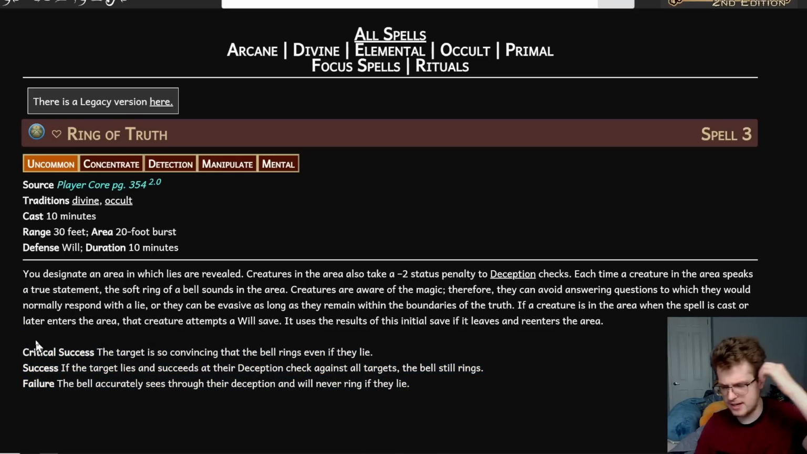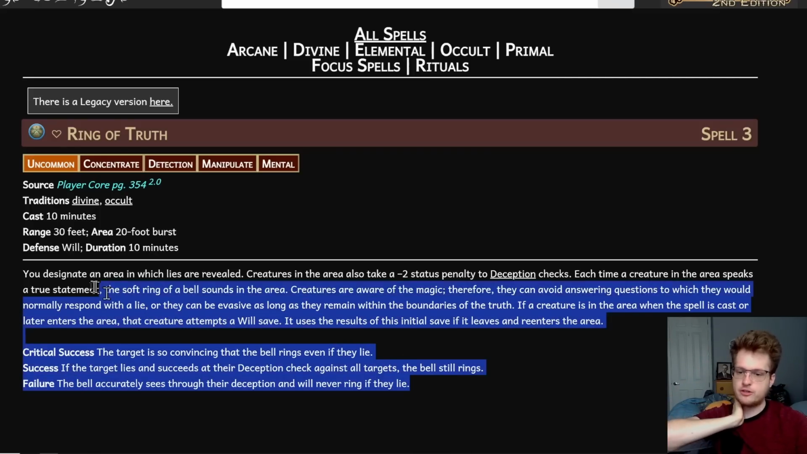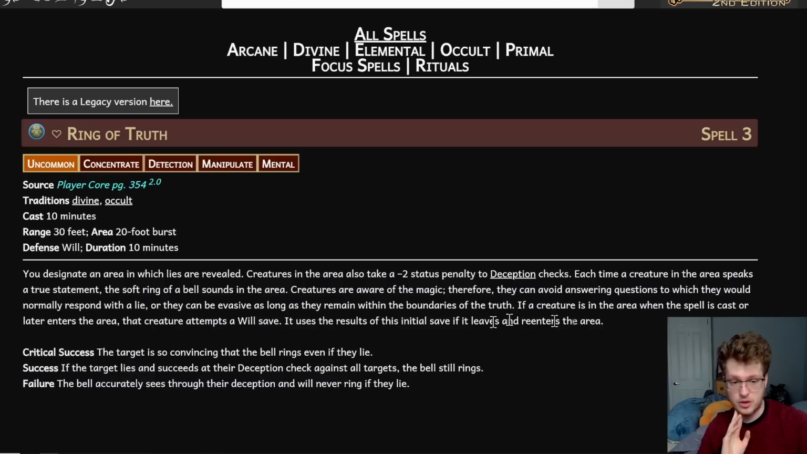There's also a skill feat in Deception that lets you really easily fool things like Ring of Truth and alignment detections, things of that nature. So, Ring of Truth will not be the end-all be-all. There are still ways you can use skills to overcome this, but it does give a nasty penalty to Deception checks, and it also makes the ringing and all the other stuff.